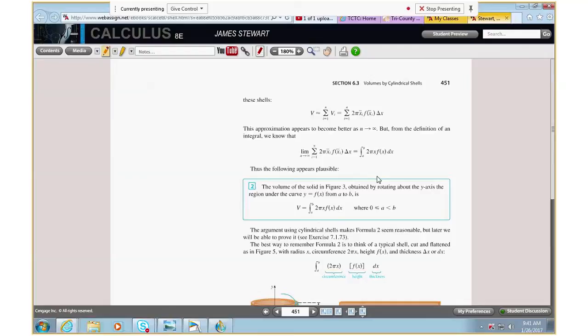2 pi x f of x dx. Now you might want to write that down on your sheet that I gave you: the volume of a solid around the y-axis is 2 pi x f of x dx.